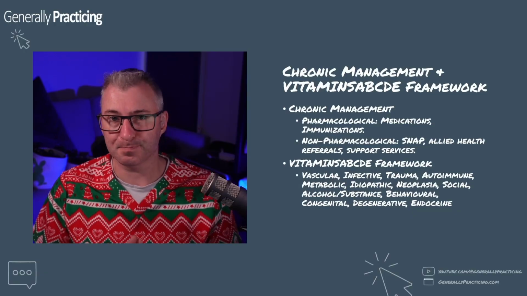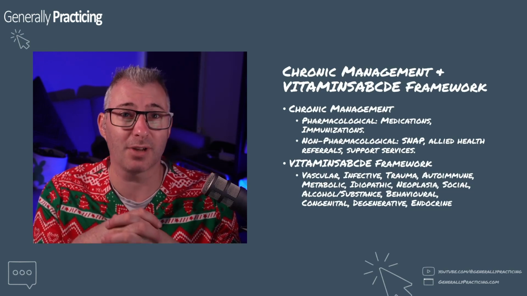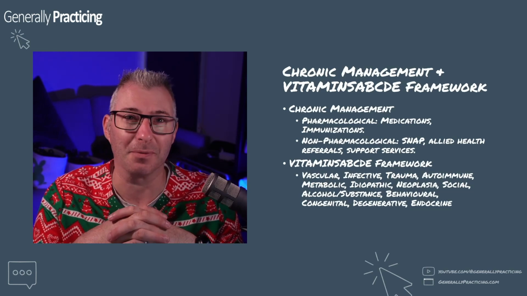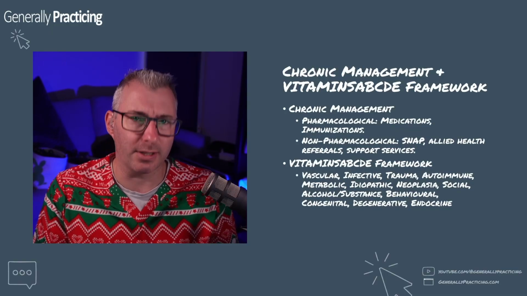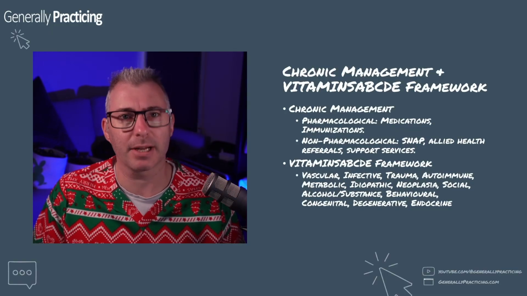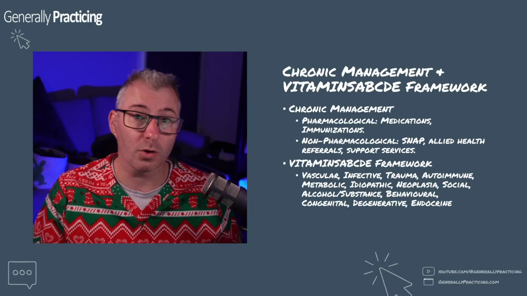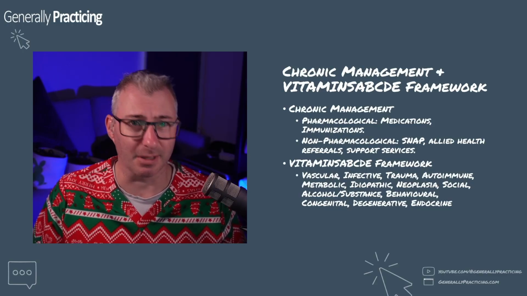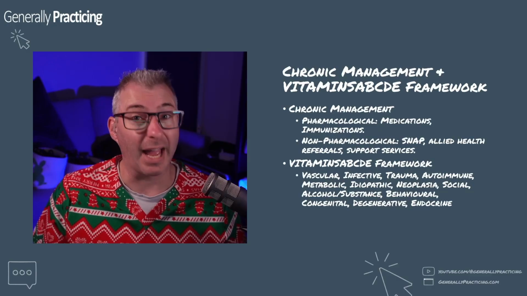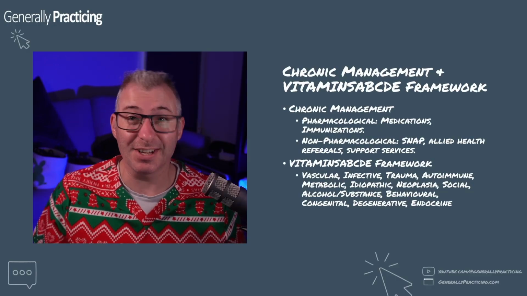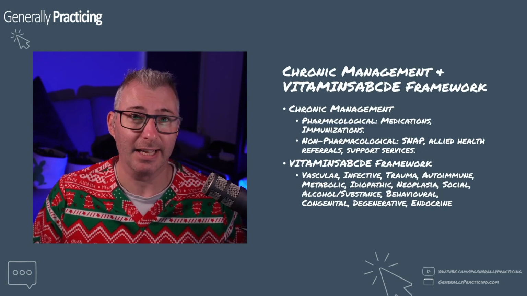Now, if you haven't heard of vitamins A, B, C, D, E before, it is a really good catch-all. Everything will fall into some category. And so if you're drawing blanks on what to put, this is a good little way to think through, okay, are we covering this aspect of medicine? So vascular, infective, trauma, autoimmune, metabolic, idiopathic, sometimes it's us, neoplasia, social, alcohol or substances, behavioural, sometimes it's them, congenital, degenerative, sometimes it's time, and of course endocrine. Everybody hates endocrine.